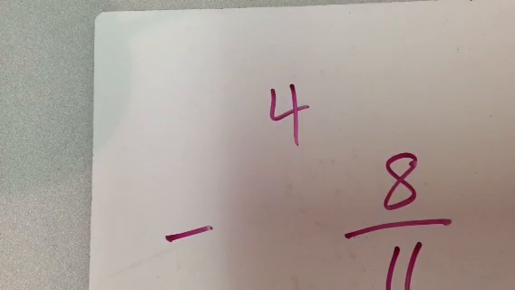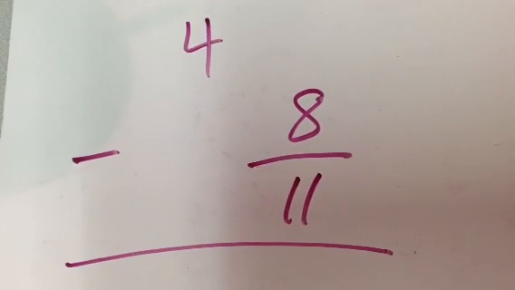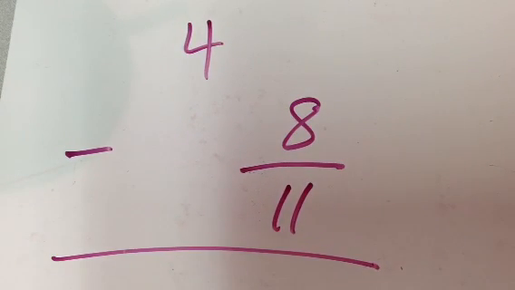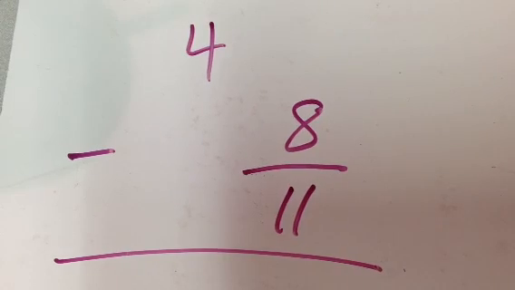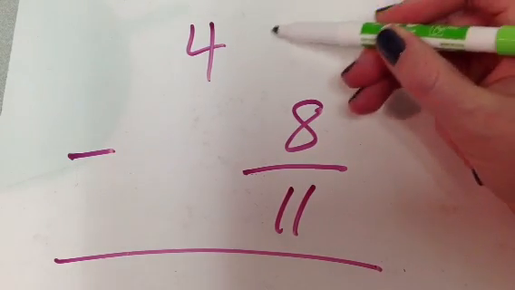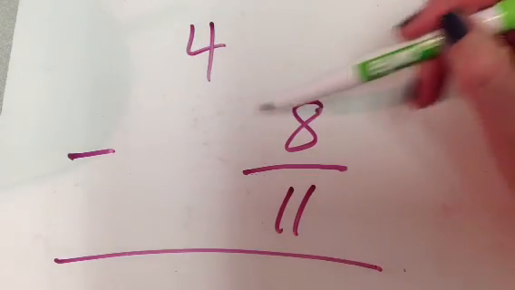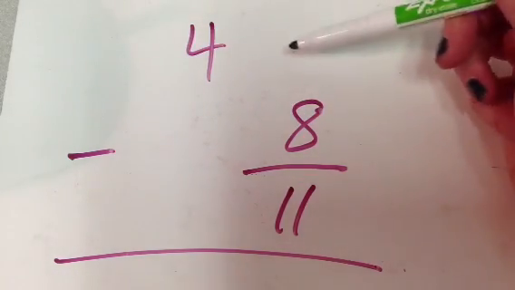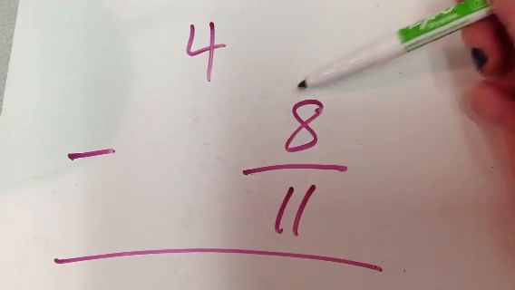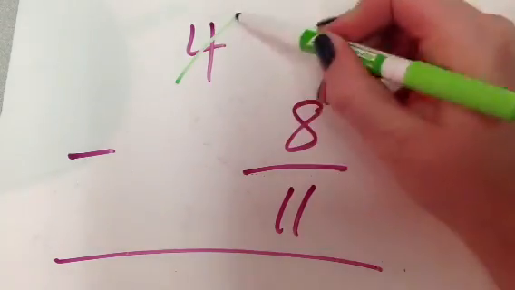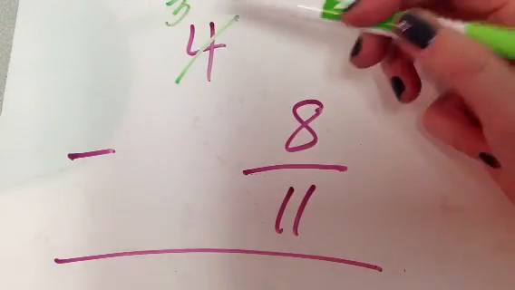Here I have 4 minus 8 elevenths. So again, it's like I have this 0 right here in the fraction spot. If this 4 was part of a mixed number, its fraction would live right here. Okay, so again, I have to borrow. I'm going to take 1 away from that 4.